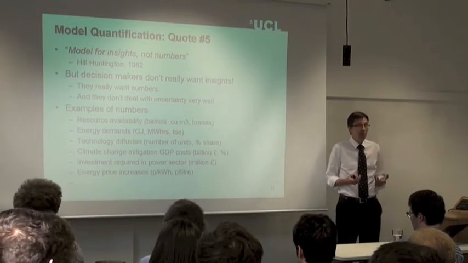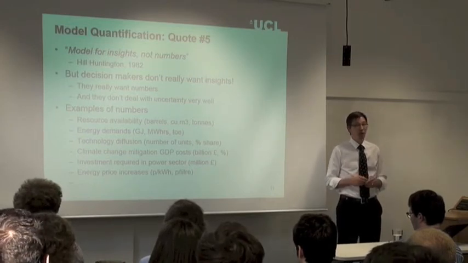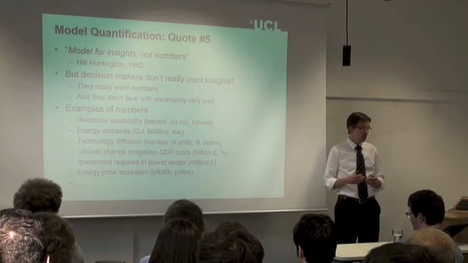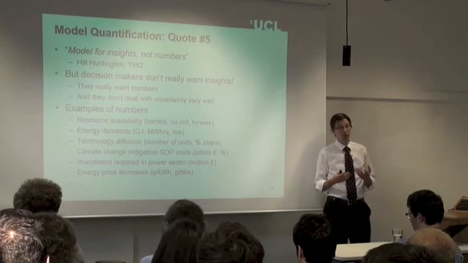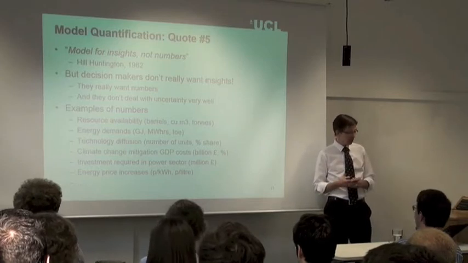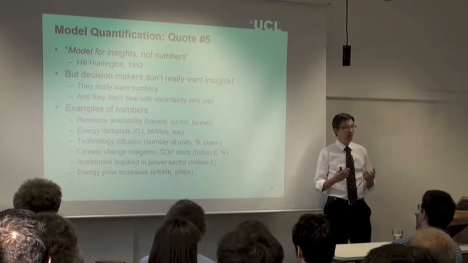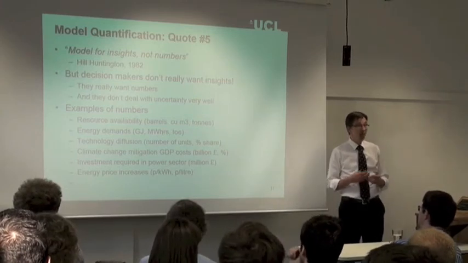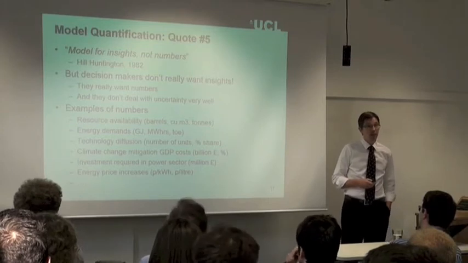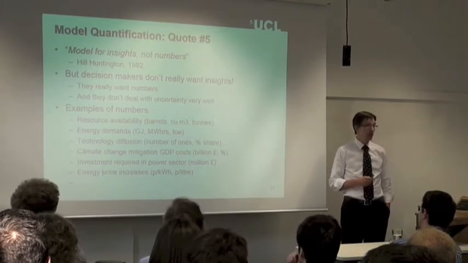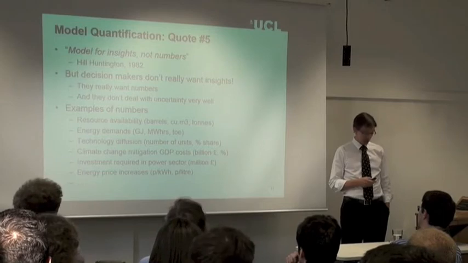As examples of the numbers they want, they want to know how much stuff is in the ground. They want to know how much of that stuff we actually want to use, and which technologies we'll actually be using. They want to know costs for particular technologies, and how much money they have to invest. They actually want to know things like energy price increases and other marginal values that are quite difficult to get.